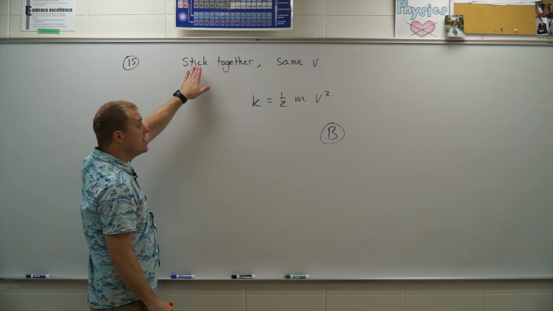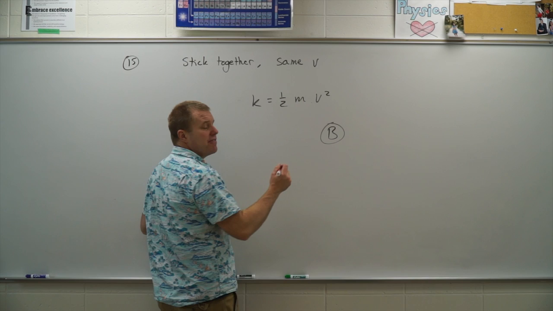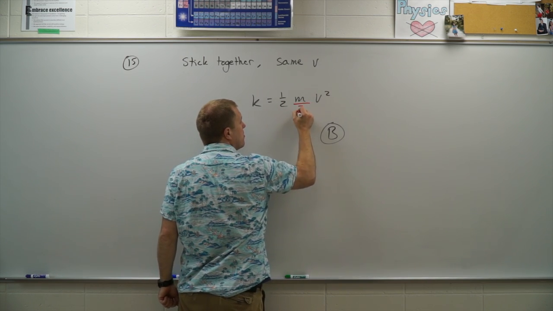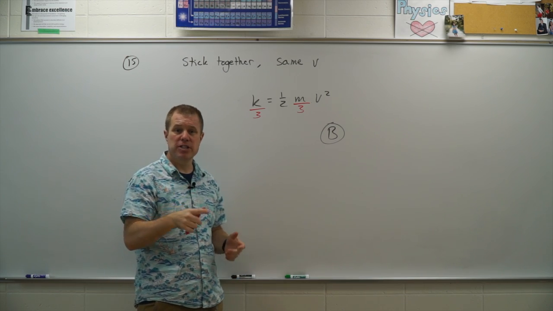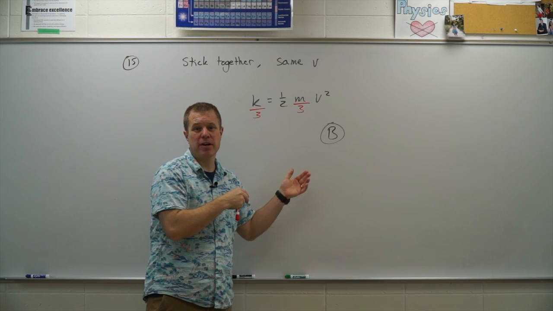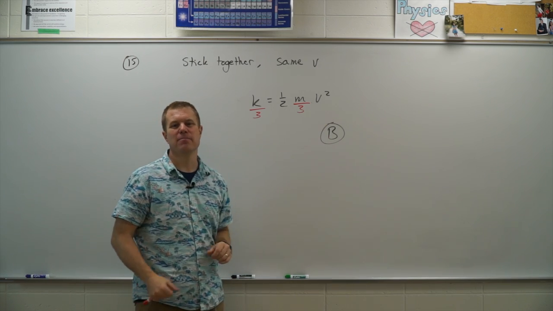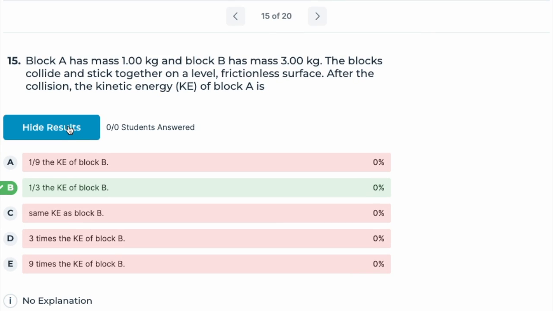Key word there, sticks together, meaning they will have the same speed at the end. So because they have the same speed at the end, the smaller mass will have less kinetic energy, B. Remember we talked about them having the same momentum, the smaller one is going to have more kinetic energy. Well, in this case, same speed, a little bit different. Correct. 1/3 of that of block B.